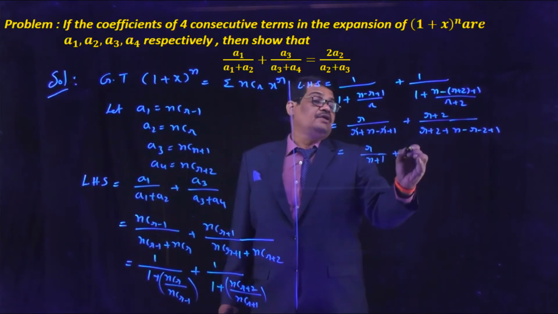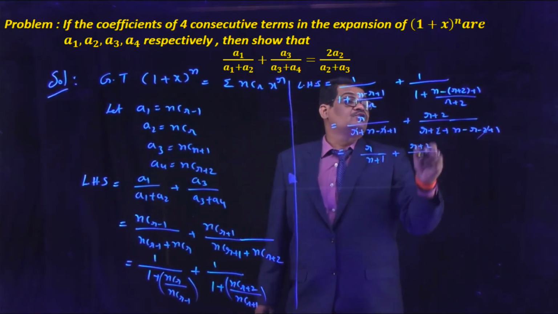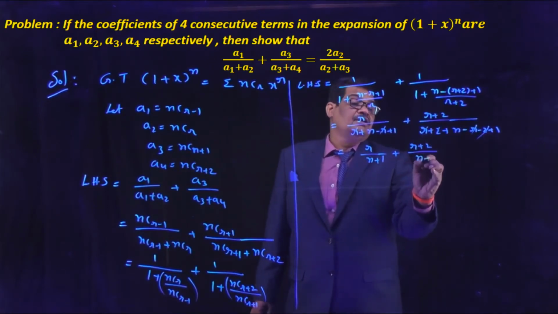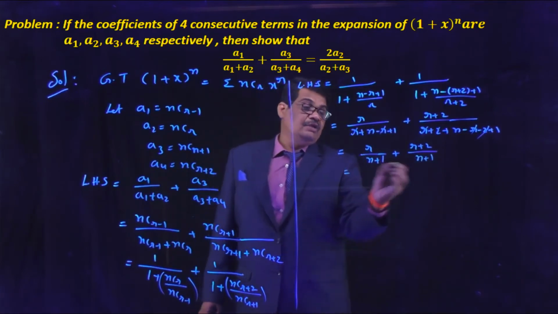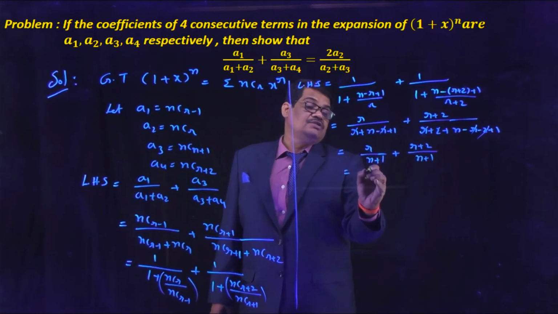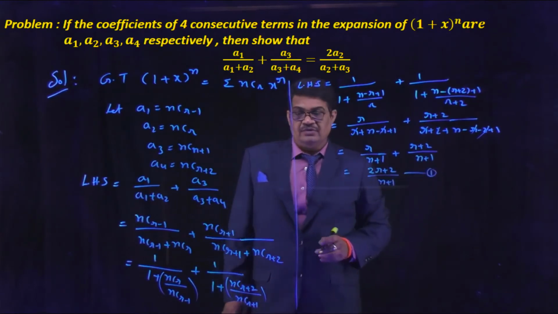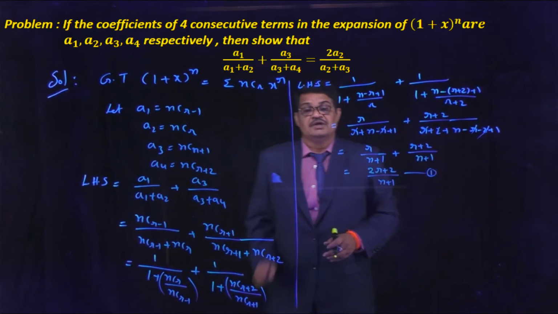Plus here r plus 2 by, plus minus 2 plus 2 is cancelled and plus r minus r is cancelled. In that also we are getting n plus 1. So the denominator is n plus 1. The numerator is r plus r, that is 2r plus 2 by n plus 1. So this is the LHS of our proving result. Now we take the RHS.